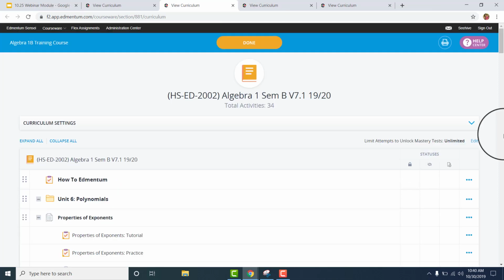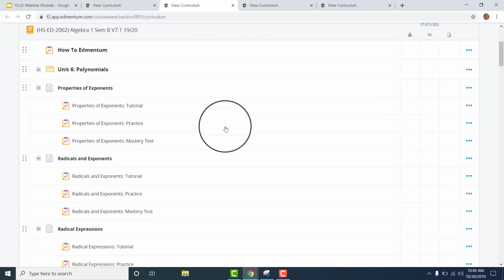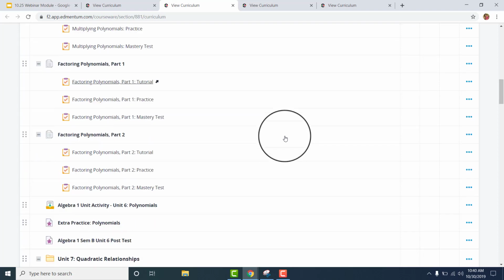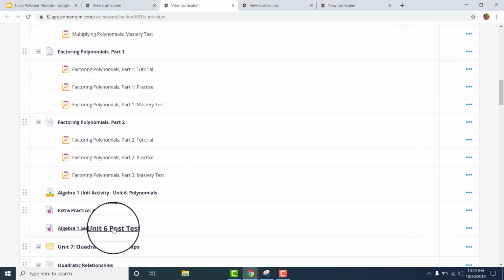Here we have Algebra 1 Semester B version 7. This is the most up-to-date version that Edmentum has released. Since it is version 7 and the most up-to-date version, we have a very well organized, very detailed, very user-friendly lesson embedded within these modules. We have extra practice before the mastery test and extra practice before the post-test.